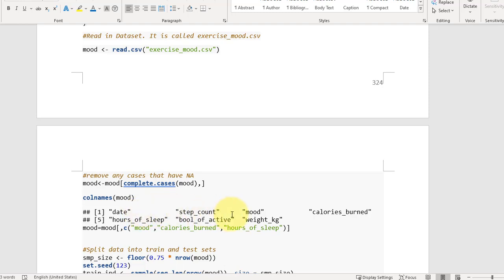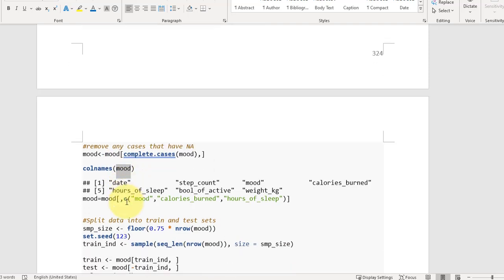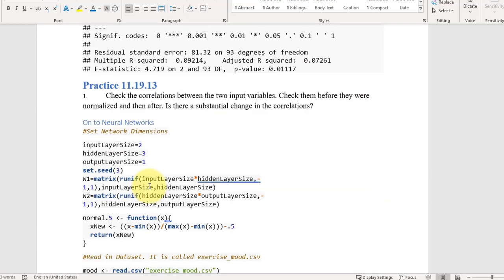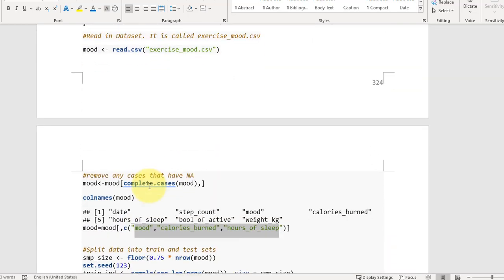We can look at the column names for this data, but we're not going to use all of them. So we're going to just select the mood, calories burned, and hours of sleep. So mood is the thing that we're trying to predict. I said that those dots had different colors, and they were actually one of these other variables. I think it was active, whether the person was considered active or not. So one of the colors represented active and the other color represented non-active, but we're not using that in the neural network. So we're only using two input variables, calories burned and hours of sleep.